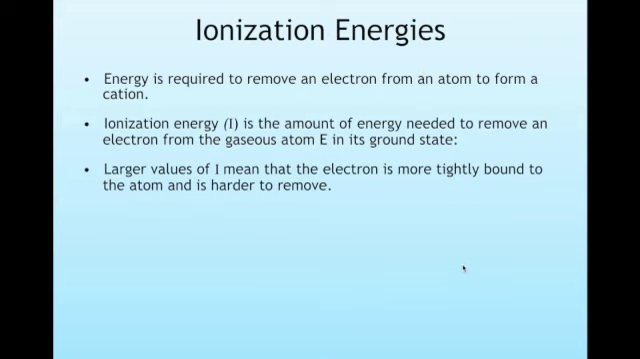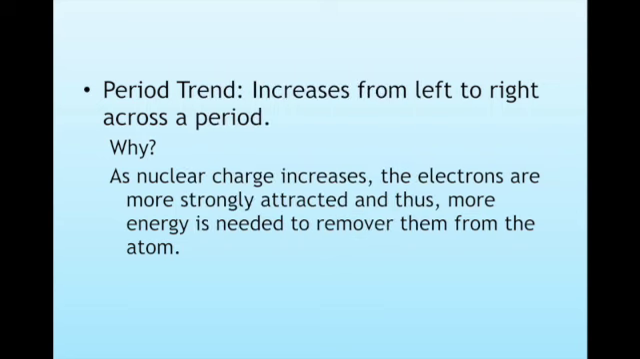So if they ask you to put elements in order of increasing ionization energy, for example, you're going to look at Table S, or you could remember the trend. Here's the trend. The periodic trend says ionization energy increases from left to right. Why? As the nuclear charge increases, the electrons are more strongly attracted and thus more energy is needed to remove them from the atom. As we're adding more electrons and protons as we go across, it's going to be harder to pull those electrons away because the attraction between the negative electrons and the positive protons is so great.